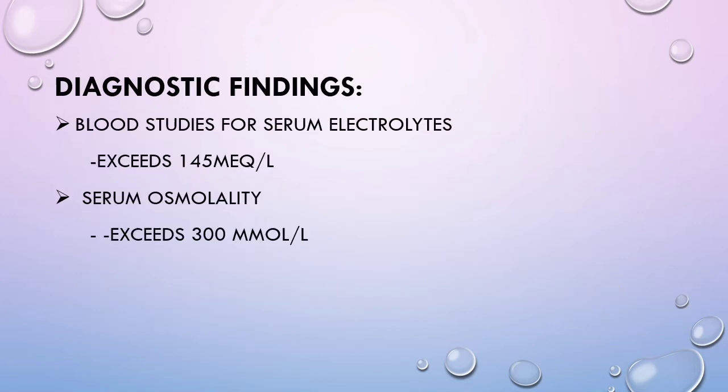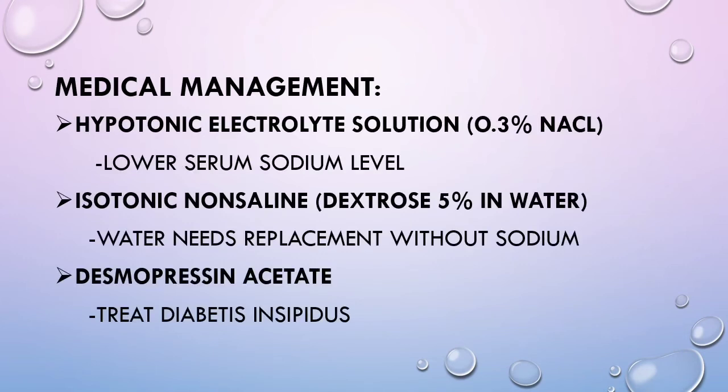For the diagnostic findings, blood studies for serum electrolytes wherein sodium exceeds 145 mEq per liter, and serum osmolality exceeds 300 mmol per liter. For the medical management, hypotonic electrolyte solution, which helps lower serum sodium level, and isotonic non-saline, which is used when water needs replacement without sodium, and desmopressin acetate, which treats diabetes insipidus.